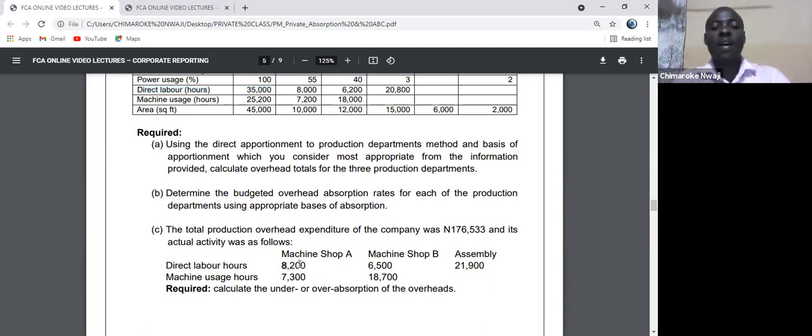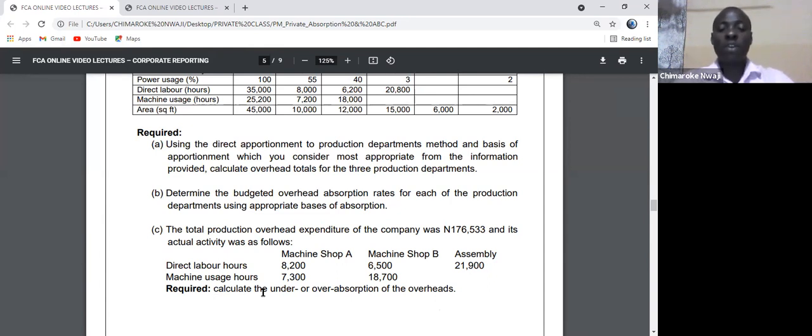Direct labor hours: 8,200, 6,500, 21,900. If we add them together, 8,200 plus 6,500 plus 21,900 gives me 36,600. Then we look at machine hours. Now we are asked to calculate the under or over absorption of the overheads.